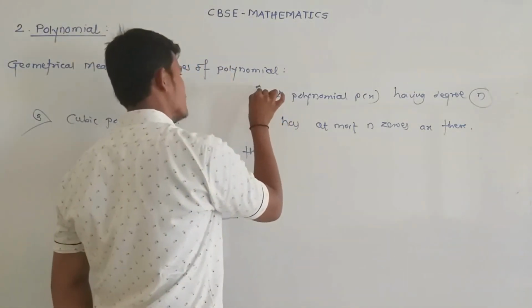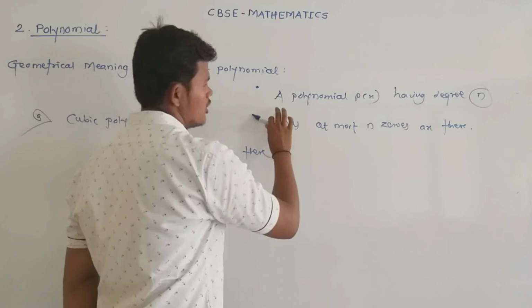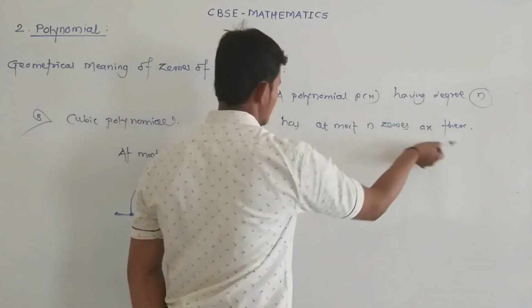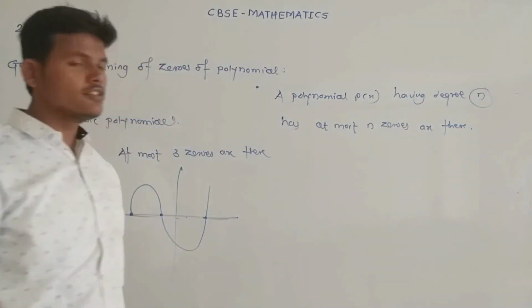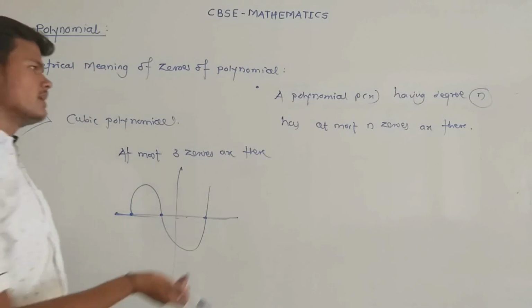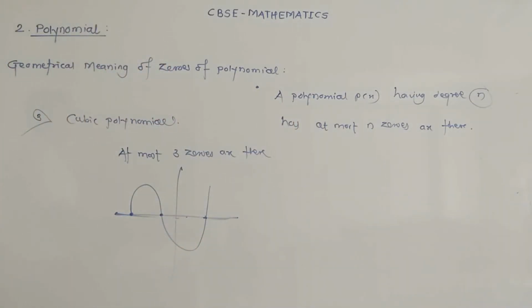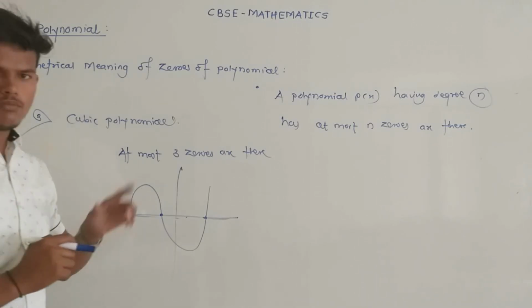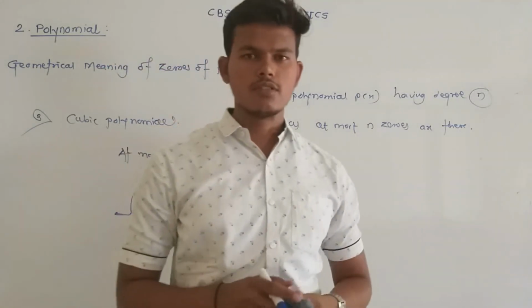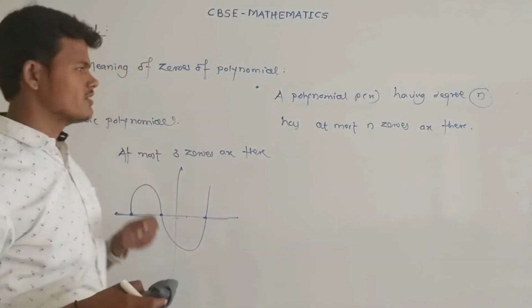So from above 3, we finally get that a polynomial p of x having degree n has at most n zeros. Maximum n zeros are there for the given polynomial. So this is the geometrical meaning of zeros of the polynomial. And from this point, we have to see the first exercise, that is 2.1, which is very simple.